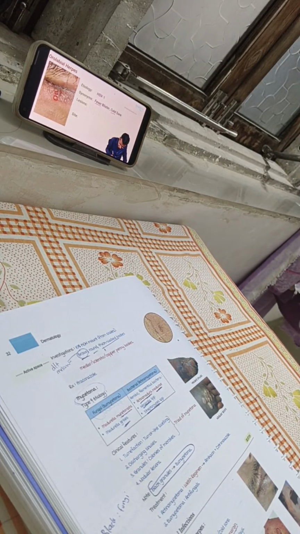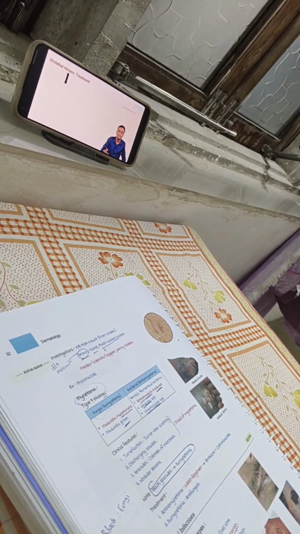You have vesicles is point number one, grouping is point number two, lip margin is point number three. So if you have grouped vesicles on the lip margin, these 3 points are enough to make a diagnosis of orolabial herpes. The treatment of this condition is tablet acyclovir, 400 mg thrice daily for 5 days. So this is the drug that we give in orolabial herpes.